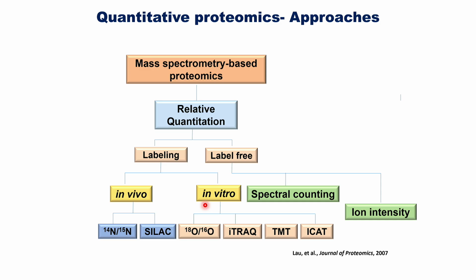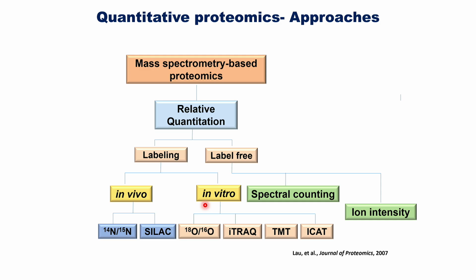On the other side, the labeling is easy, more reliable, faster. So then you can do labeling by two methods. There are two ways, in vivo and in vitro.